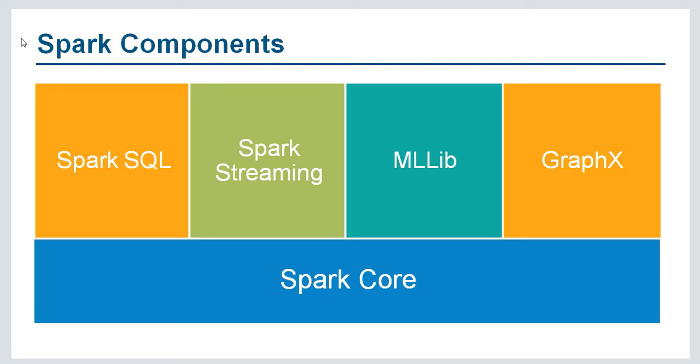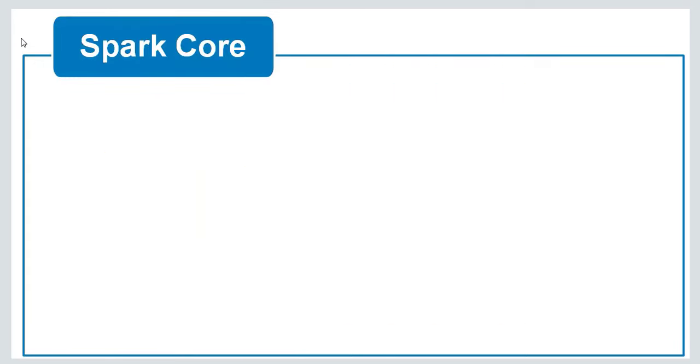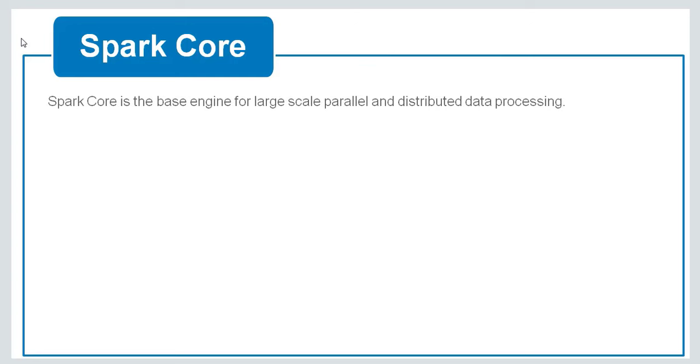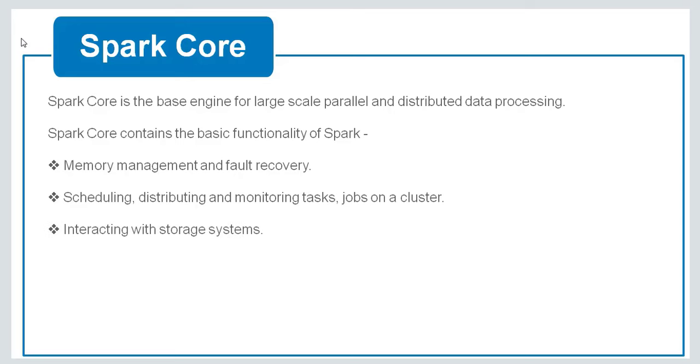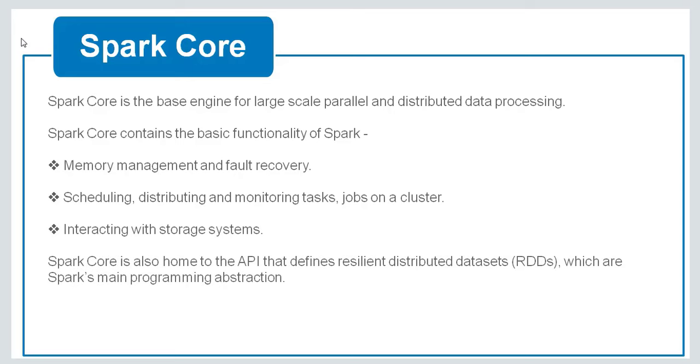So let's talk about each one of them. What is Spark Core? Spark Core is the base engine for large-scale parallel and distributed data processing. Spark Core contains the basic functionality of Spark, that is, memory management and fault recovery, scheduling, distributing and monitoring the jobs and tasks on the cluster, interacting with the storage systems. Also, Spark Core is home to the API that defines resilient distributed dataset, which are Spark's main programming abstraction.